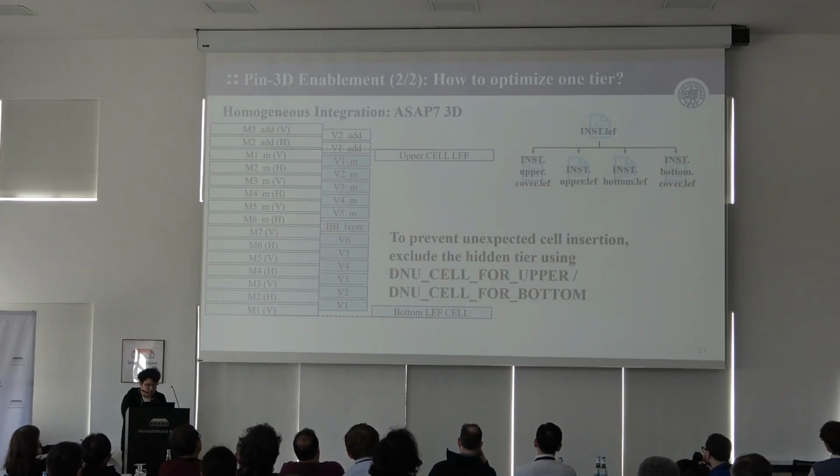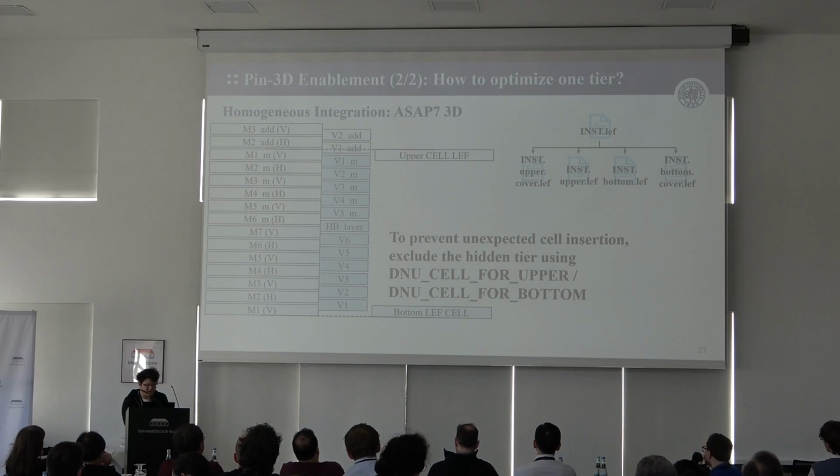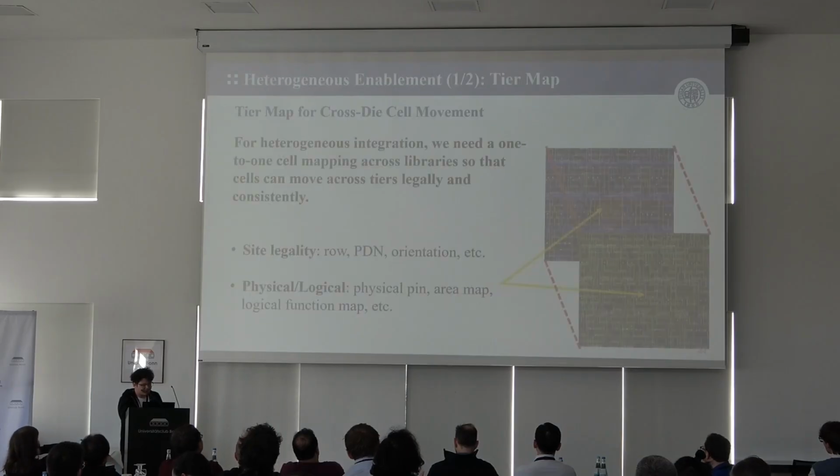To prevent unexpected cell insertion on the hidden tier, we apply tier-specific do-not-use controls. There are some differences for heterogeneous PDKs I want to point out. So for the heterogeneous integration, we introduce a tier map for cross-die cell movement.